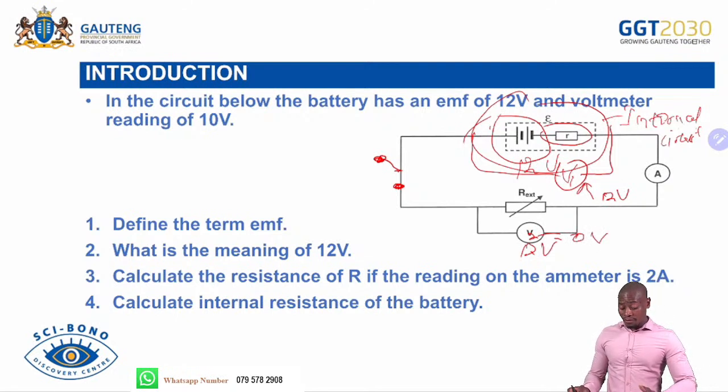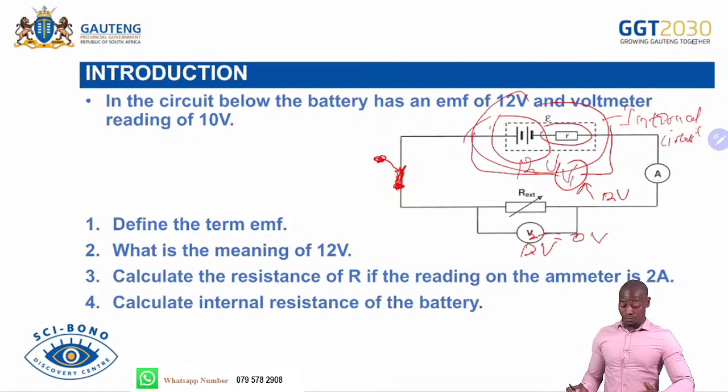So 12 volts for the battery, since the voltmeter is connected across the terminals of the battery. Then what about the potential difference across R external? It will be 0 volts. Remember, the switch is open, so no current will pass through R external. Since there's no current passing through, the potential difference across that resistor will be 0 volts. I hope we are following, all right? Then now, we close the switch. For example, this circuit that is given to you, right?